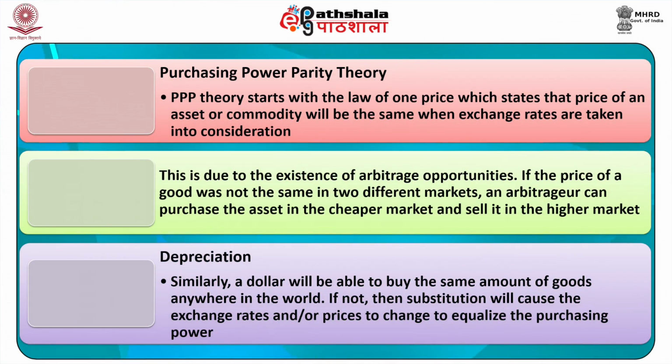Purchasing power parity theory. The purchasing power parity, triple P, theory starts with the law of one price, which states that the price of an asset or commodity will be the same when exchange rates are taken into consideration. This is due to the existence of arbitrage opportunities. If the price of a good was not the same in two different markets, an arbitrageur can purchase the asset in the cheaper market and sell it in the higher market. Similarly, a dollar will be able to buy the same amount of goods anywhere in the world. If not, then substitution will cause the exchange rates and or prices to change to equalize the purchasing power.